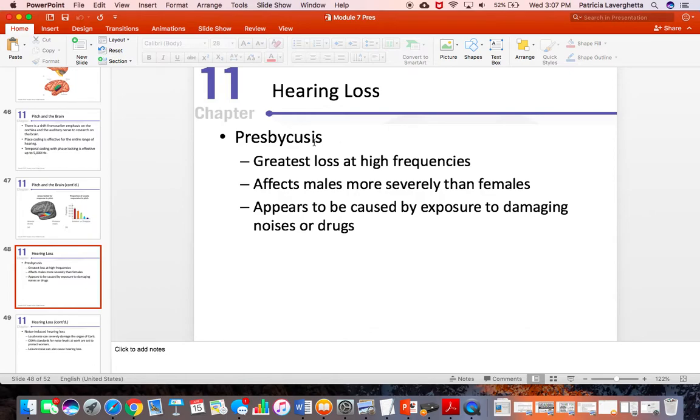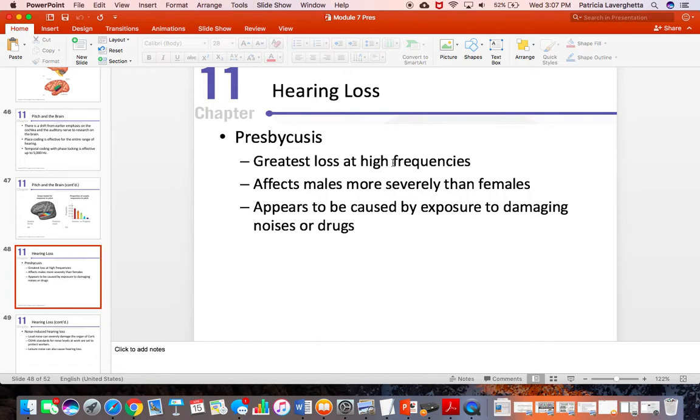Presbycusis is a stiffening up of that basilar membrane, and as it gets stiffer in certain parts, you have a harder time hearing things, and that's the high frequency loss. This is what I have, and anyone my age is going to probably have this, and it just gets worse with age. Sorry to say, but it's interesting though, because I have some loss, but I don't really notice it unless I'm taking those tests. I put on music, it doesn't really sound different to me.